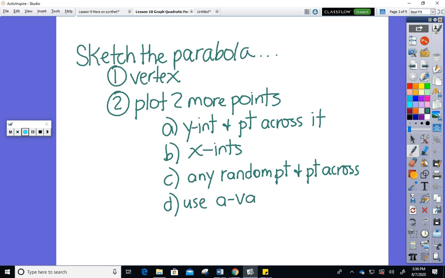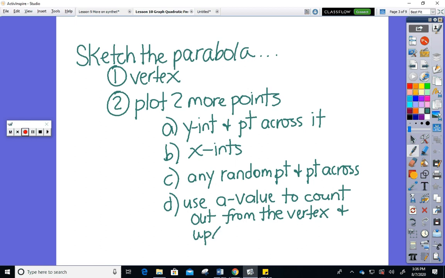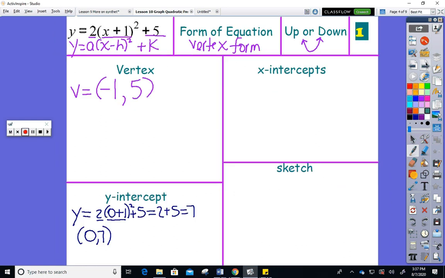or you can use the a value to count out from the vertex and up or down. So if the parabola opens up, you'll count out and up. If the parabola opens down, you'll count out and down. Let's look at the x-intercepts because once we have all of our information, it makes it a little bit easier for us to figure out what's going on.